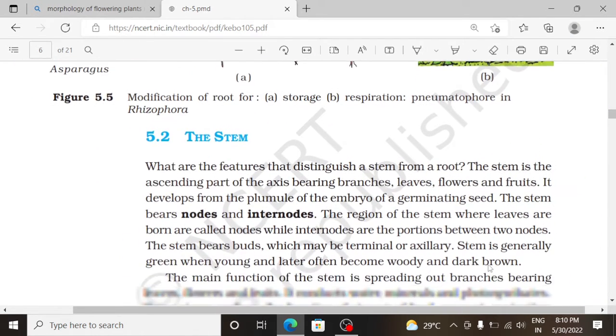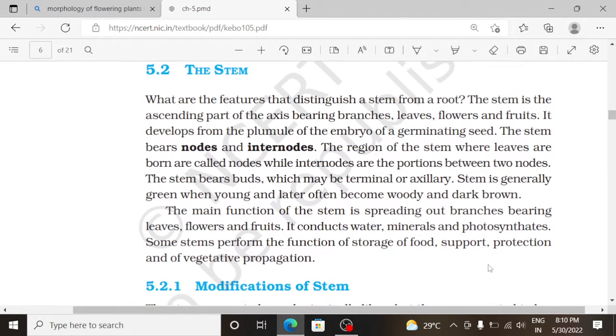The stem. What are the features that distinguish a stem from the root? The stem is the ascending part of the axis bearing branches, leaves, flowers and fruits. It develops from the plumule of the embryo of a germinating seed. The stem bears nodes and internodes. The region of the stem where leaves are borne is called the node, while internodes are the portions between two nodes.